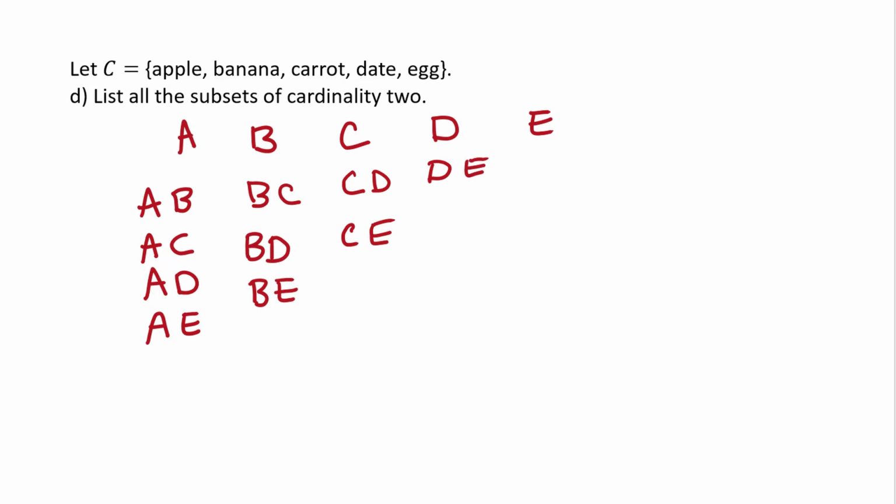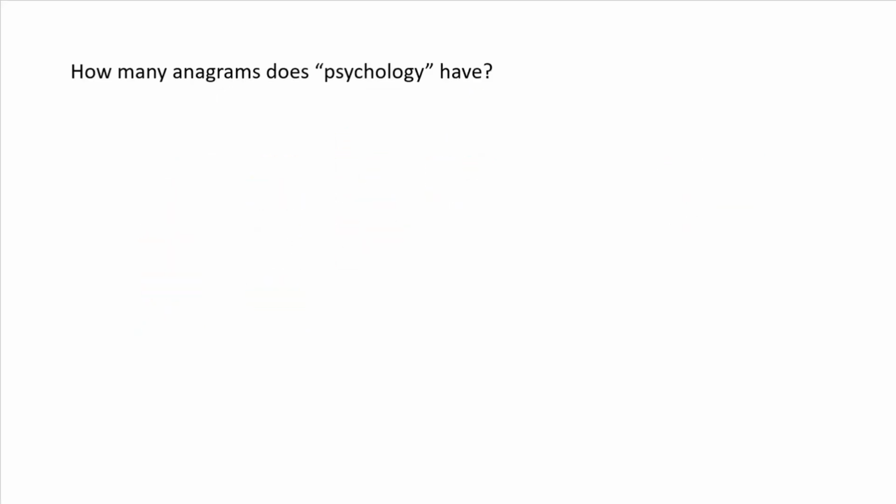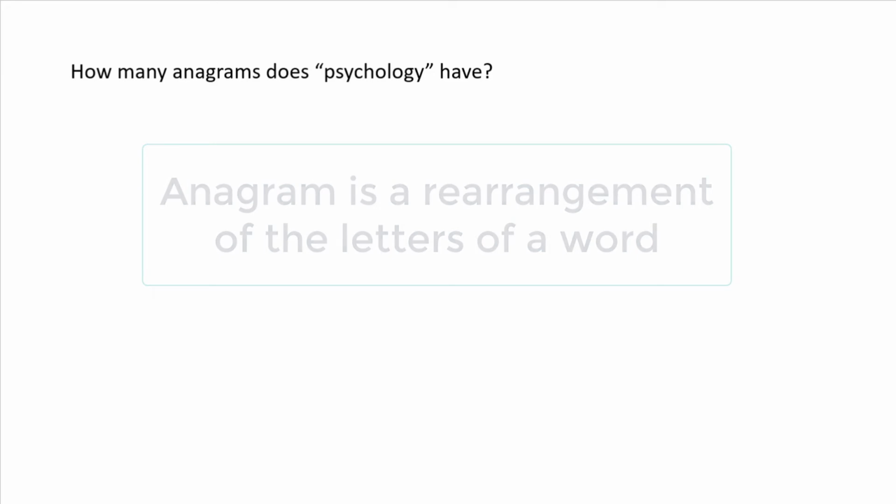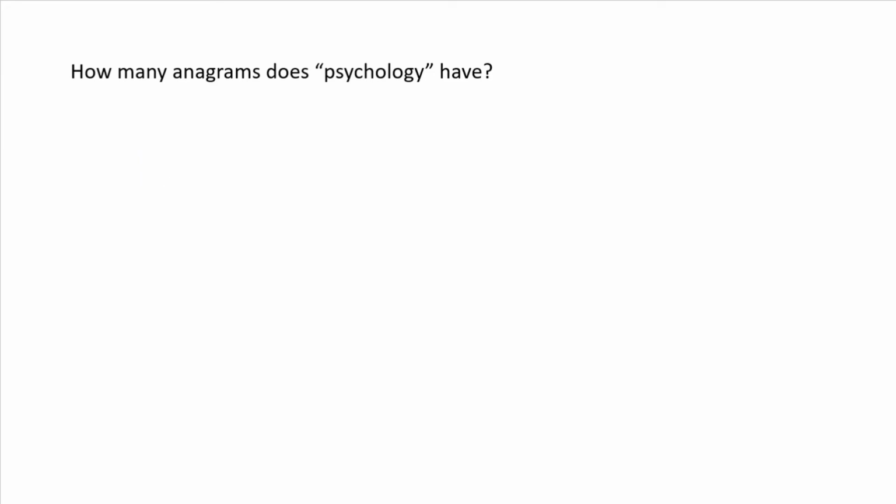Now let's count. 1, 2, 3, 4, 5, 6, 7, 8, 9, 10. Consistent. We got the 10 subsets of cardinality 2. How many anagrams does the word psychology have? An anagram is a rearrangement of the letters of a word. To solve this problem, I'm going to make a list of all the letters and how many times each letter occurs. But I'll start with, first of all, the number of letters in psychology.